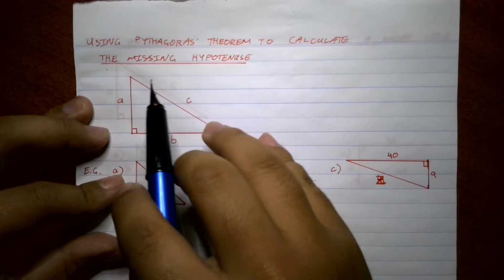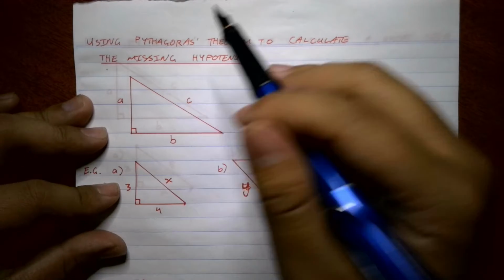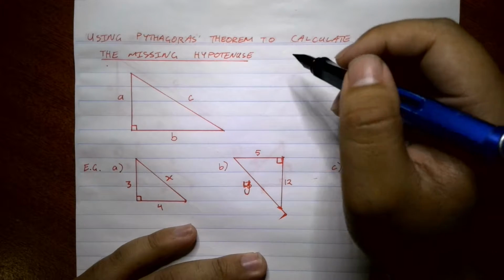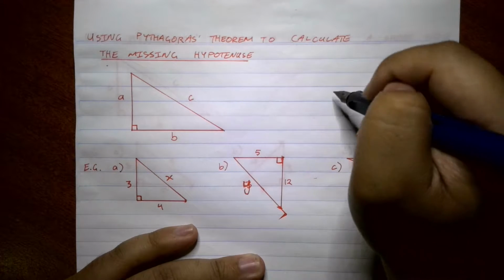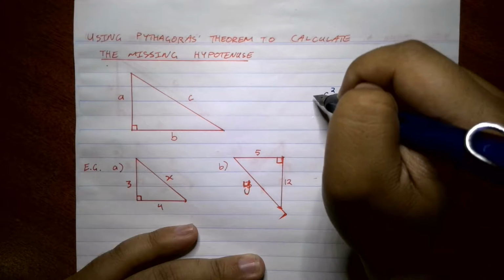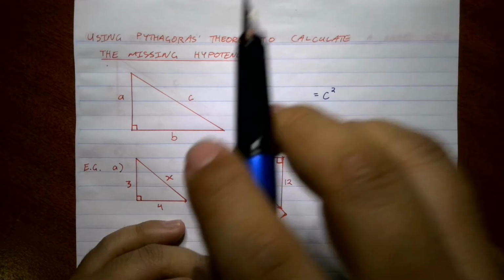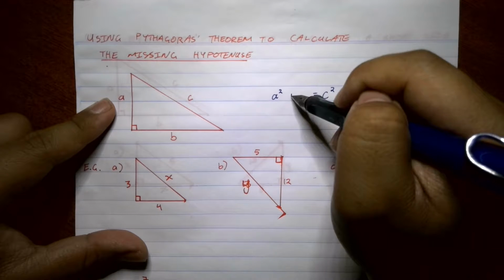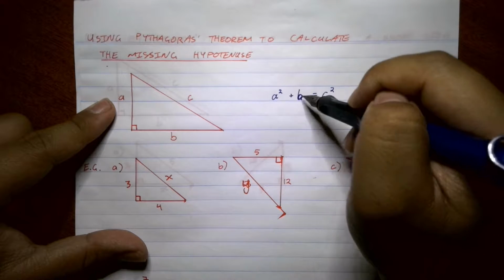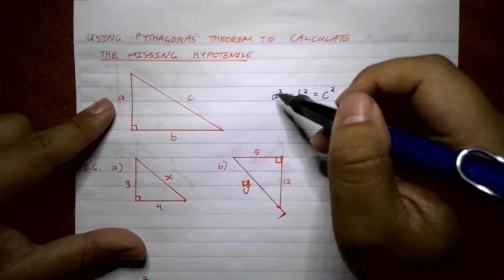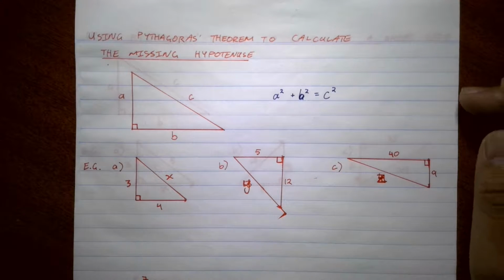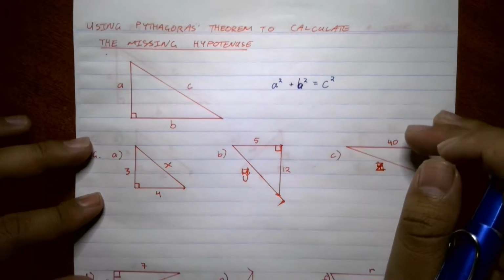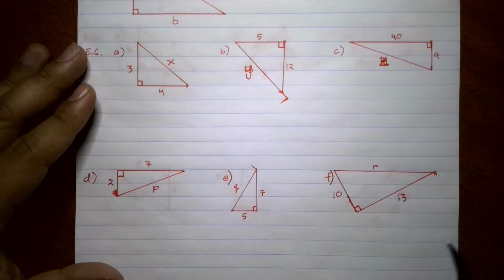As you can recall, in a right angle triangle, the Pythagoras theorem states that c, the hypotenuse, so c squared, is equal to the sum of these two squared, a squared plus b squared. So we're going to use this principle to find the missing value of the hypotenuse in each of these. So here we go.